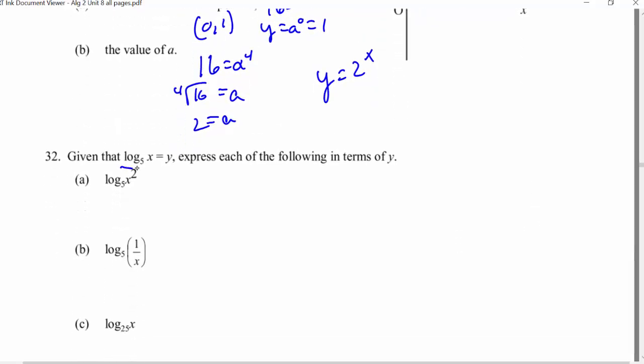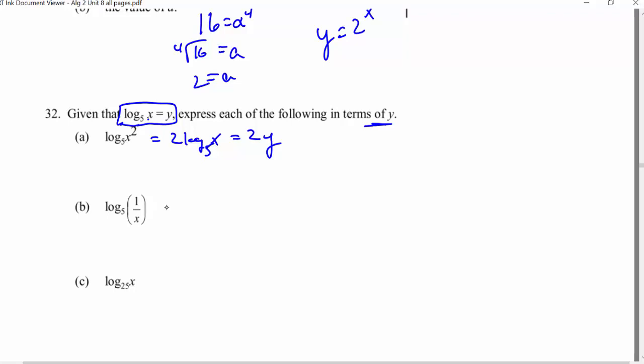Okay, given that the log base 5 of x equals y, express each of the following in terms of y. So the log base 5 of x is y. So this is 2 times the log base 5 of x. But the log base 5 of x is y. So this is 2y. This is the log base 5 of x to the negative first, which is negative 1 times the log base 5 of x. This is negative y.